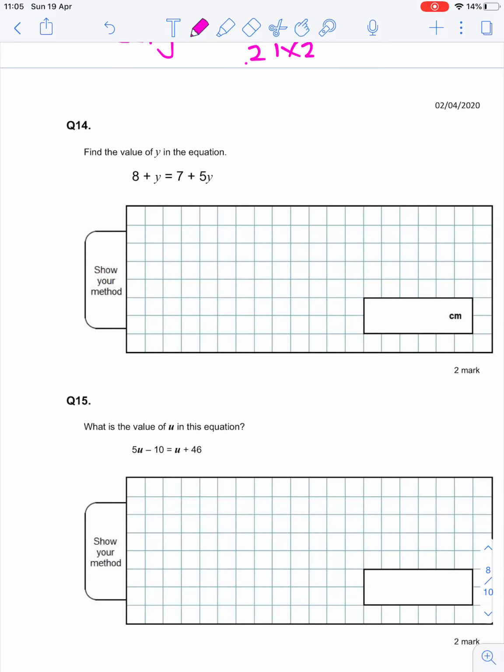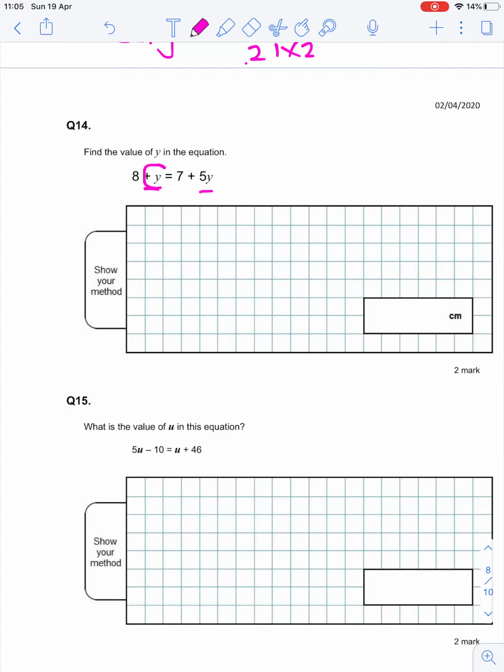Okay, next one. I'm quite enjoying the pink. We're going to stick with that. We've got 8 plus y equals 7 plus 5y. And we want to know what y can equal. Now, this is tricky because we've got y on both sides, which we have done in class, but you may not remember. What our aim is always to get the y's on one side.